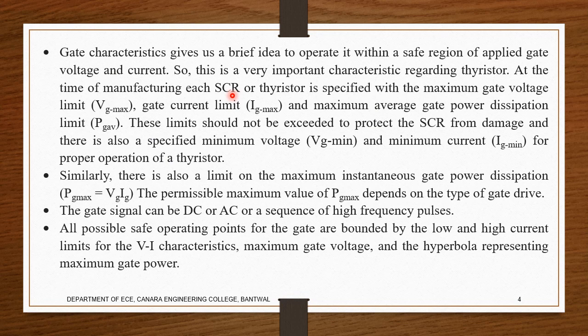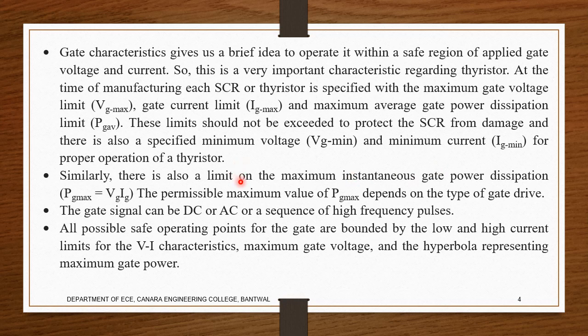It shouldn't be crossed: VG max, IG max, or PGAV, that is the maximum average gate power dissipation. None of these should be exceeded to protect the SCR. If it crosses those limits, some kind of problems might occur. It is always specified with a minimum and maximum, so the minimum current, maximum current, minimum voltage, and maximum voltage are all specified by the manufacturer of that SCR, and we have to follow those data sheets.